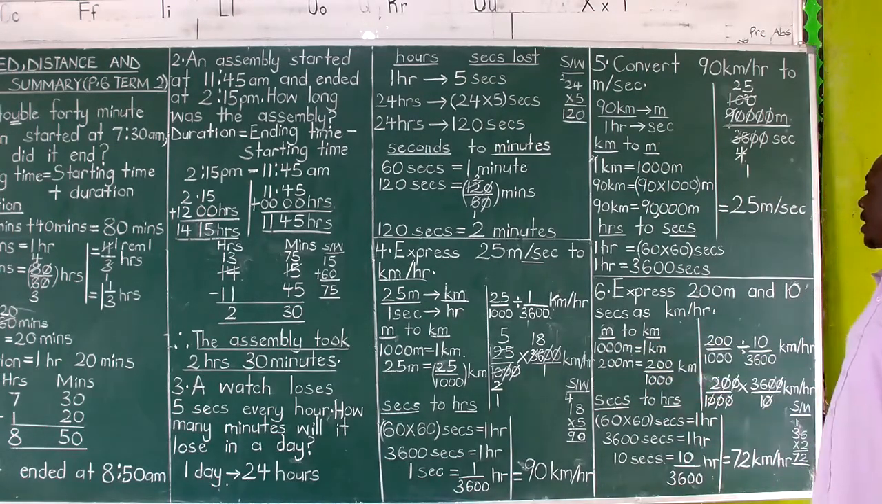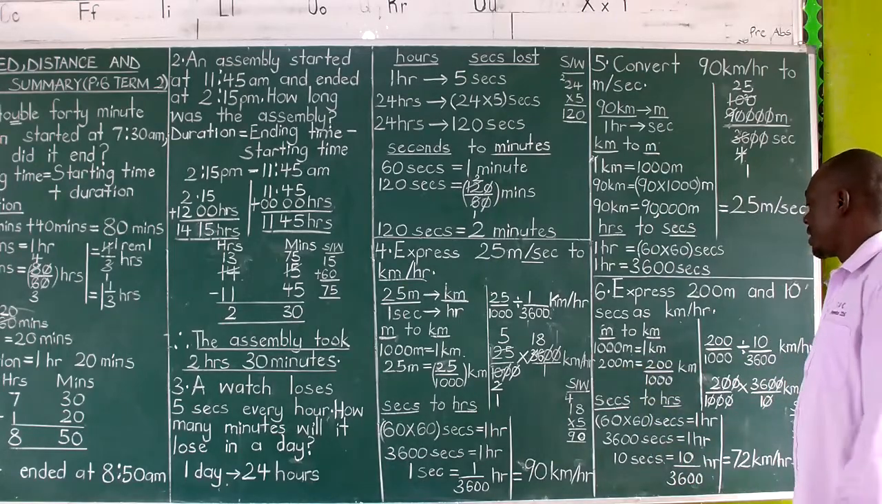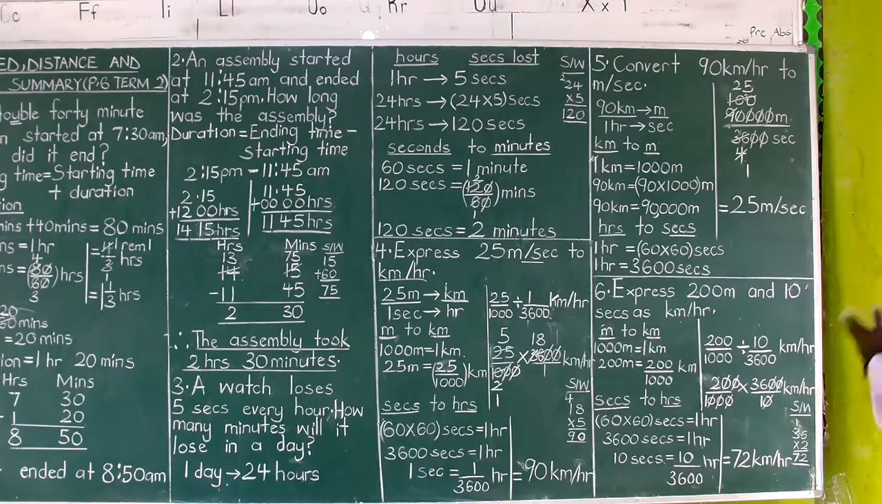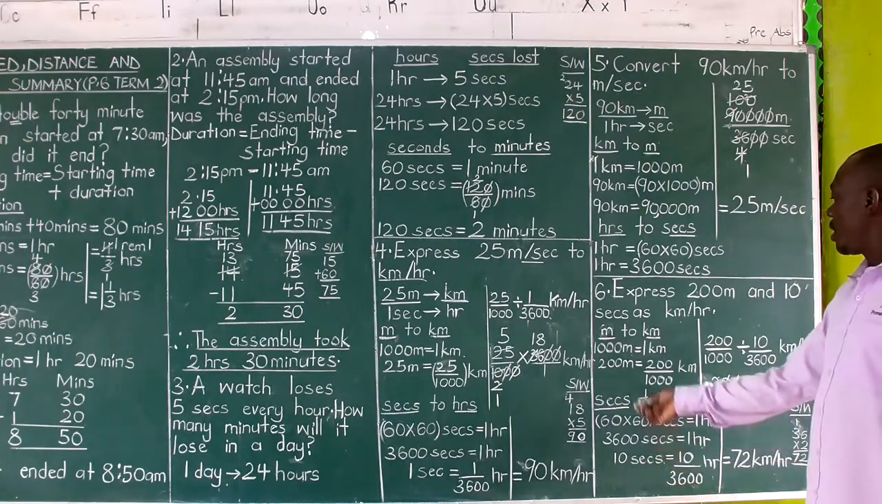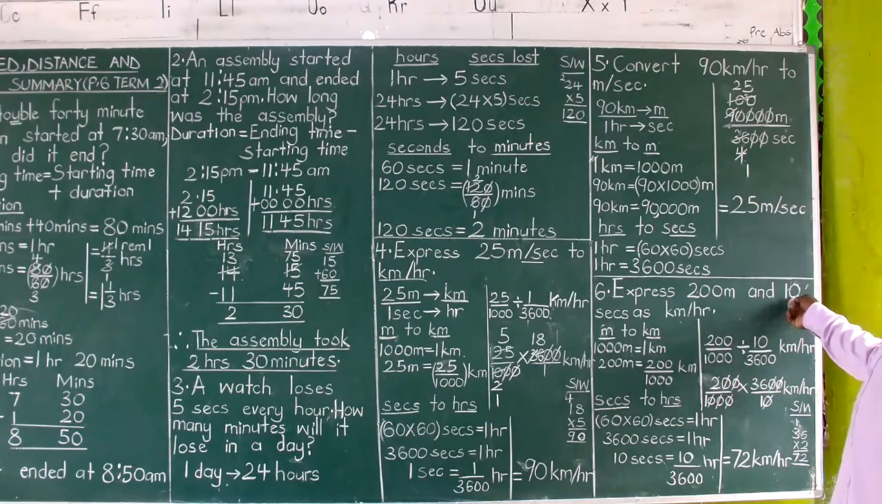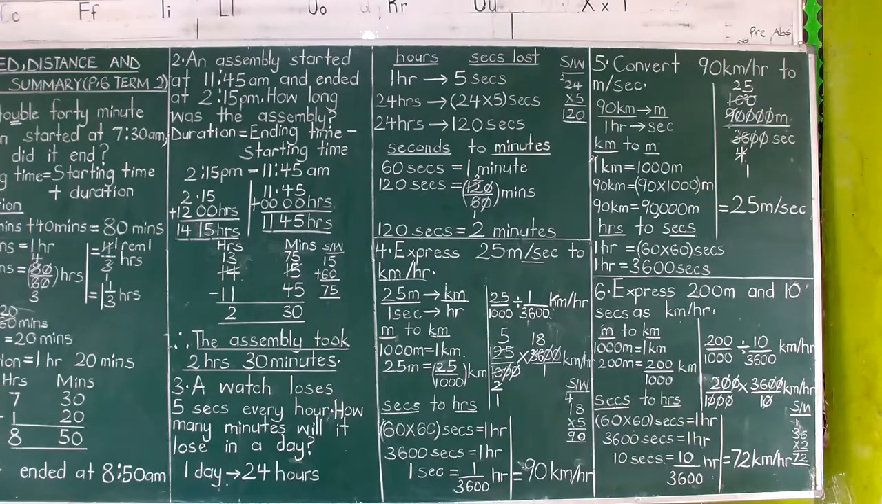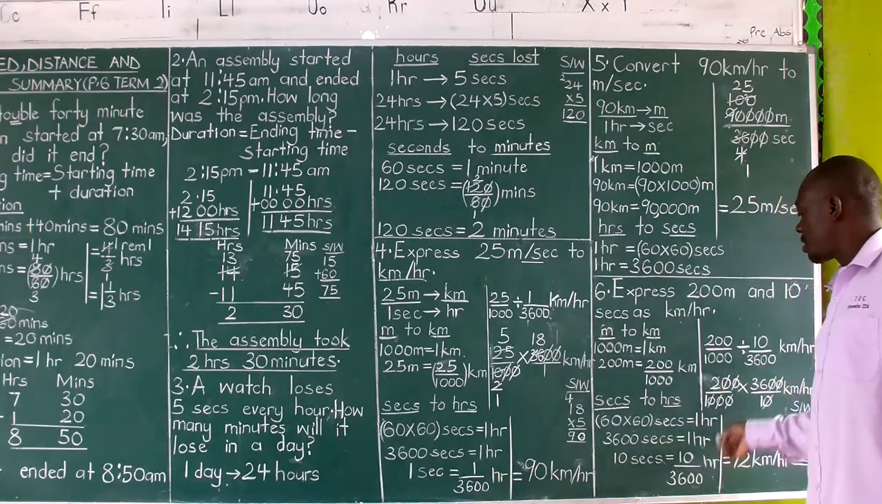1,000 meters make a kilometer. What about 200 meters? It's just a fraction. That's 200 out of 1,000 kilometers. It has gone to kilometers. No more worries. Then we go. We convert these 10 seconds to hours. Seconds to hours. 60 times 60 seconds make an hour. And so 3,600 seconds make an hour.